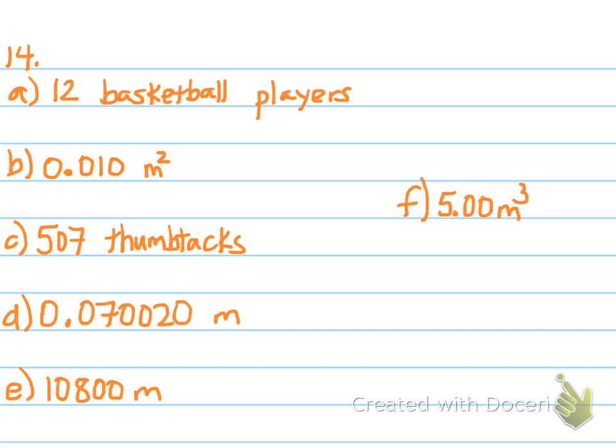Question number 14 says, determine the number of significant figures in each of the following measurements and calculation results. So letter A, 12 basketball players. Well, how would you figure out there were 12 basketball players? You would count them. So because you count, this has unlimited significant figures.